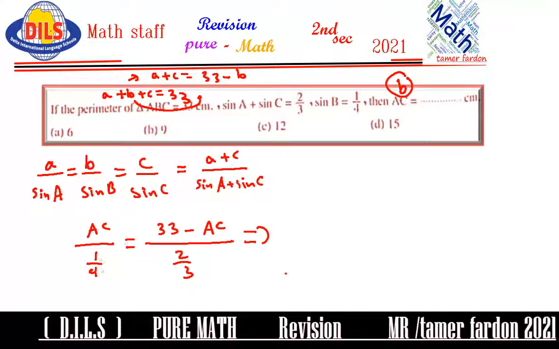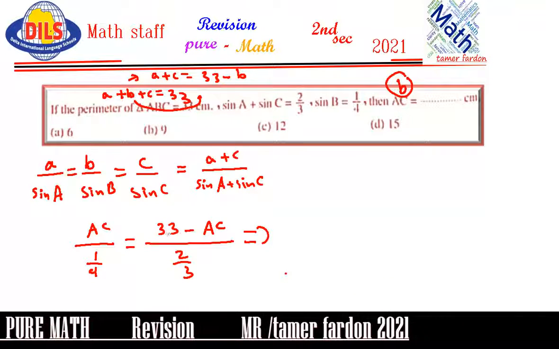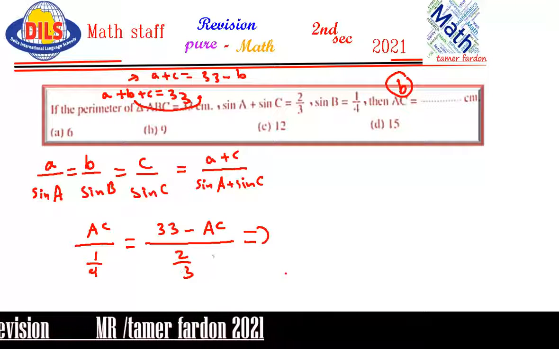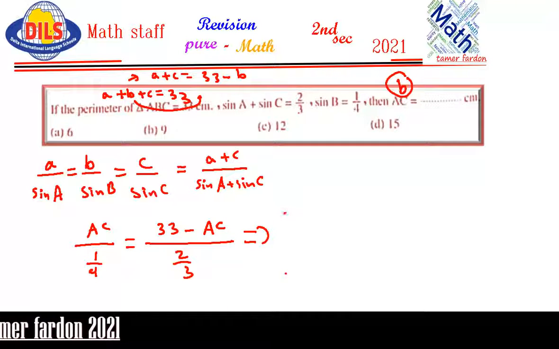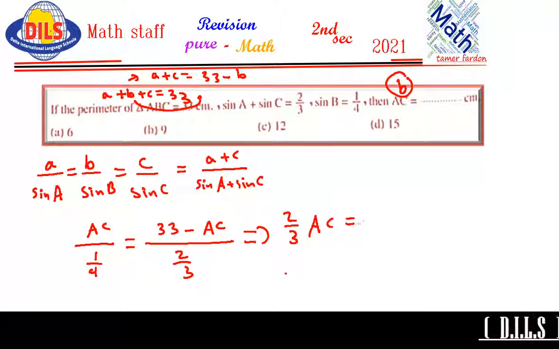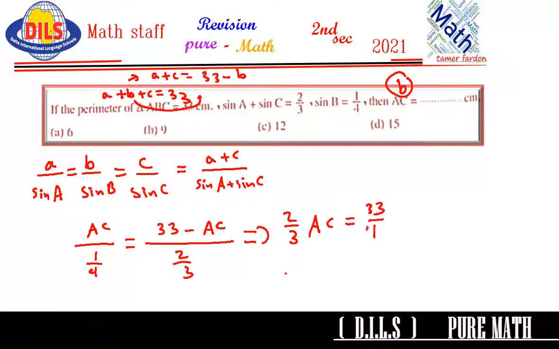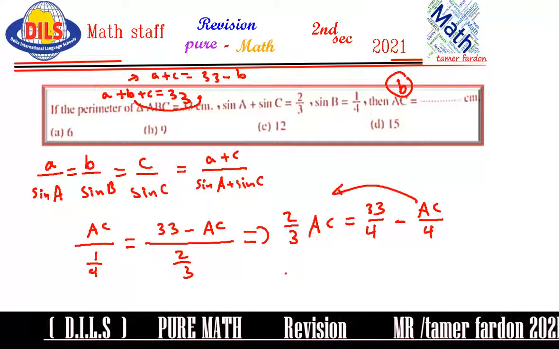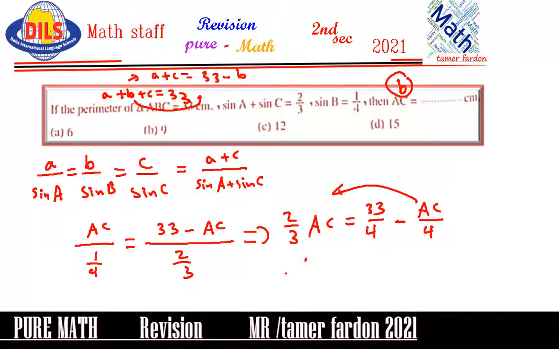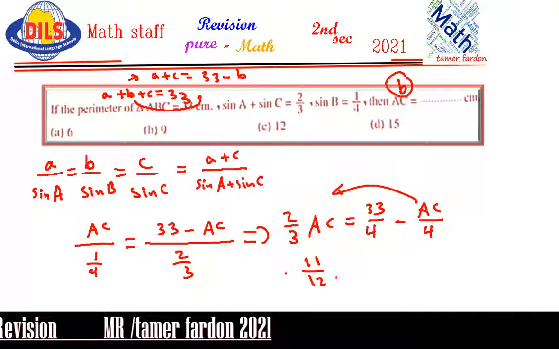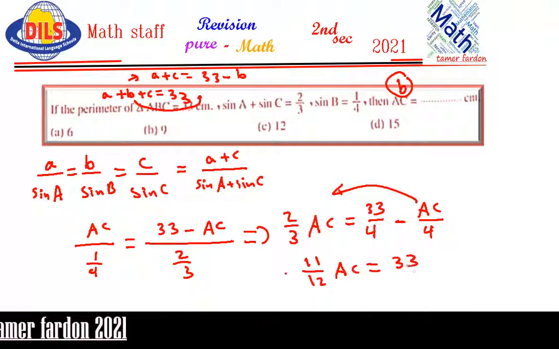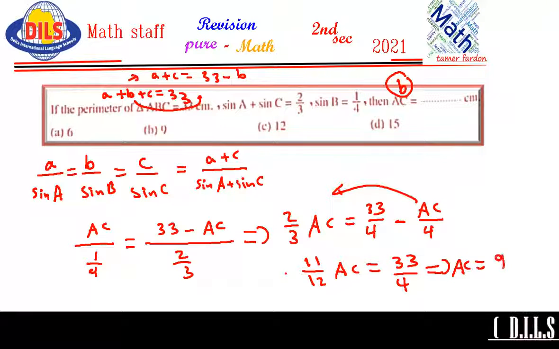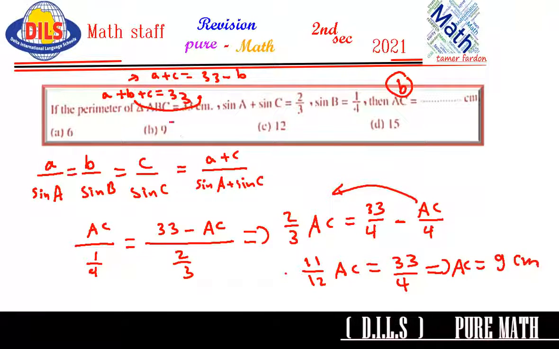Again, AC over 1 over 4 equals 33 minus AC over 2 over 3. Cross multiplication, we get 2 over 3 AC is equal to 33 over 4 minus AC over 4. Moving to the opposite side, we get 11 over 12 AC is equal to 33 over 4, so AC equals 9 centimeters. So the correct answer is B.